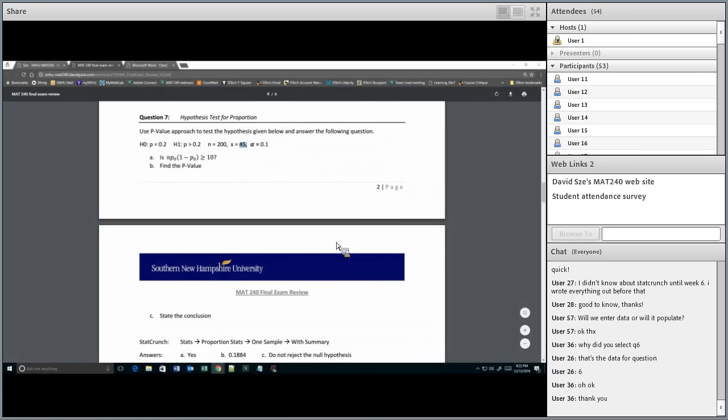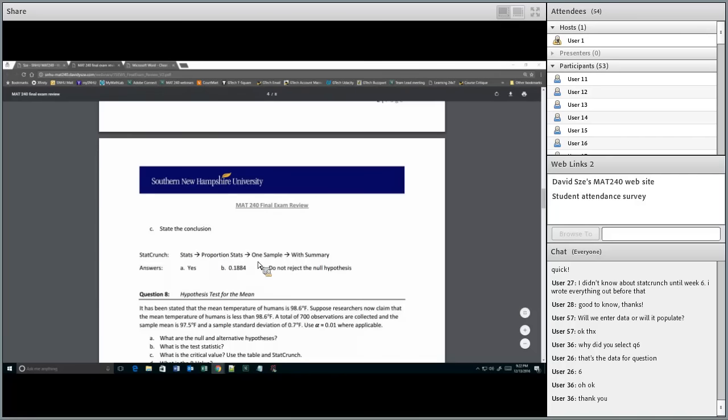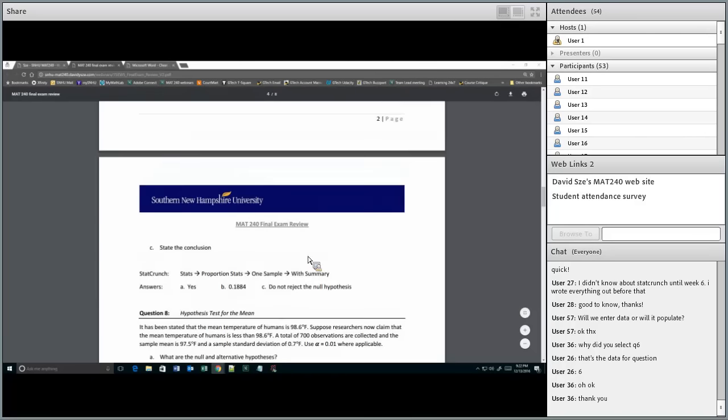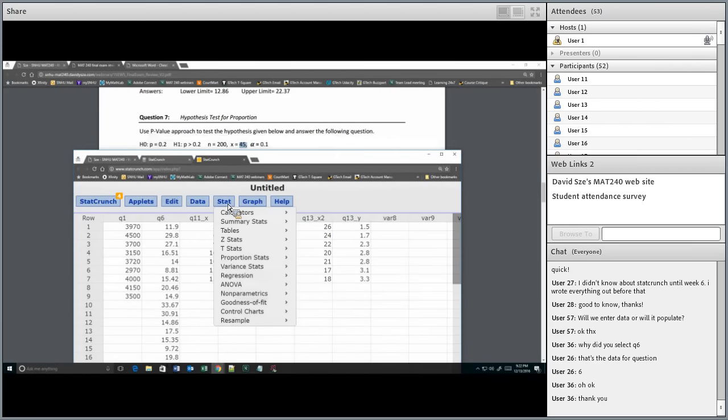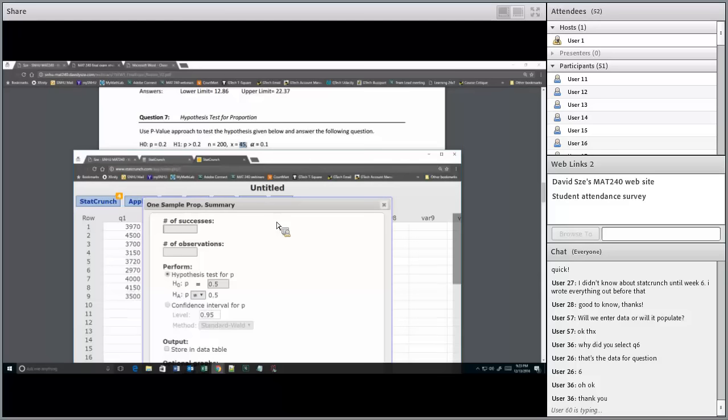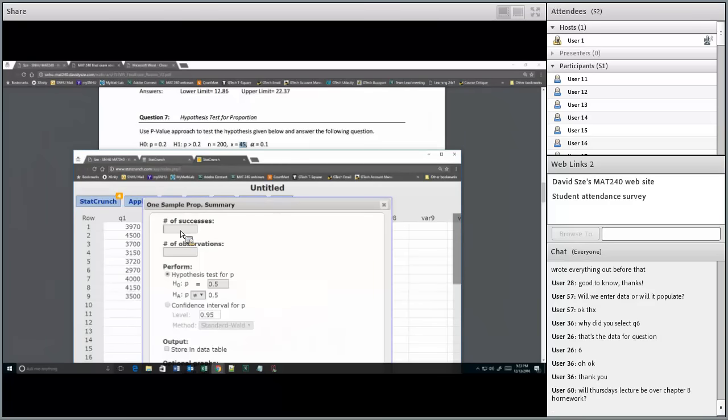Again, the directions are given here in StatCrunch, but let me show you how to do that. You're going to go to Stat, Proportion Stats, One Sample, because you have one sample, and you don't have the data now, you have the summary. So I'm going to go to With Summary. Everything is pretty much straightforward. Number of successes is 45. Number of observations total is 200.